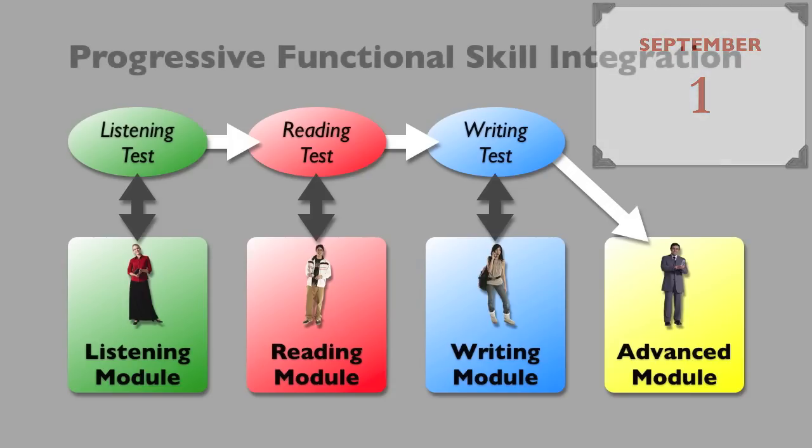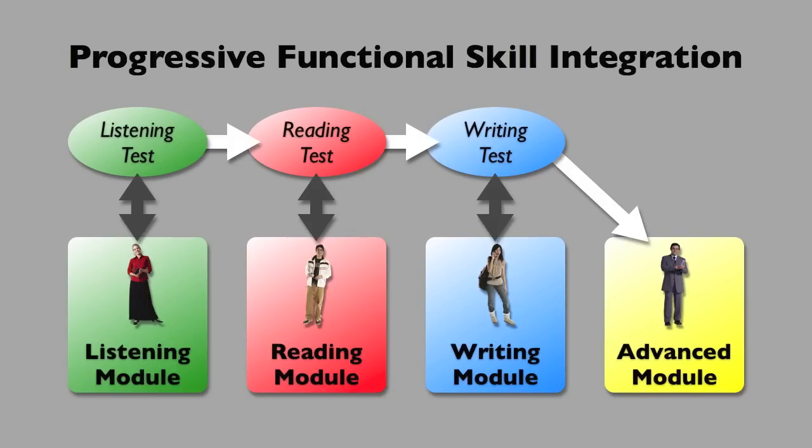This placement system follows the principle of progressive functional skill integration. By establishing listening first, we ensure that students in later modules can understand what is going on. Listening plays an important role in the development of reading, which in turn serves as a foundation for writing work. Speaking develops gradually throughout the modules. By the time students reach the advanced module, all 4 skills are functional and ready to support the development of academic English.